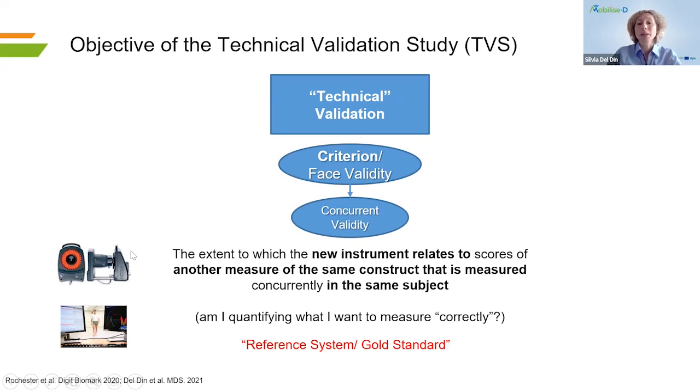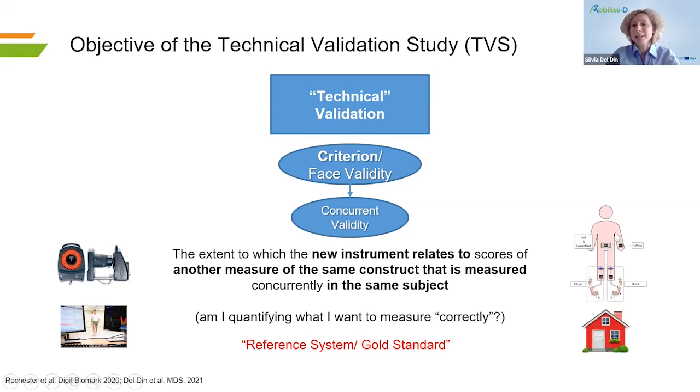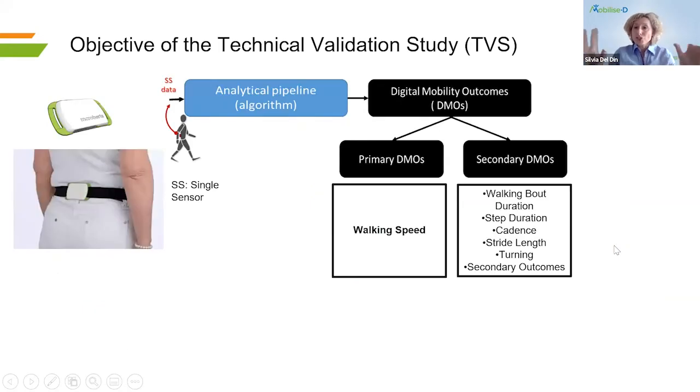We need to do that using a reference system, a gold standard that can be and has been used, for example, in the lab. And with Mobilise, we have the possibility also of validating, and so quantifying, concurrent validity and technical validity in real world conditions.